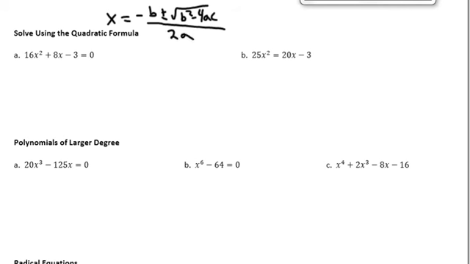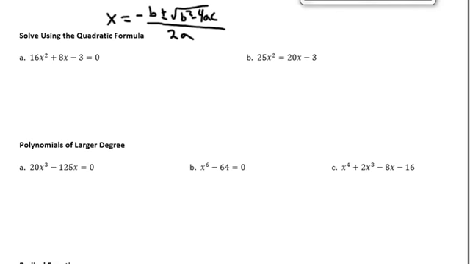So in this situation, I have to make sure that it's equal to 0. I get an a. A is actually going to be the 16. Let's try to make that a little bit closer. Let's actually just label them. Let's say we've got here a is going to be 16. It's the number in front of the x squared. The b is going to be the 8, the number in front of the x. And the c is going to be the constant. So c stands for constant. And that's a negative 3, not a c.